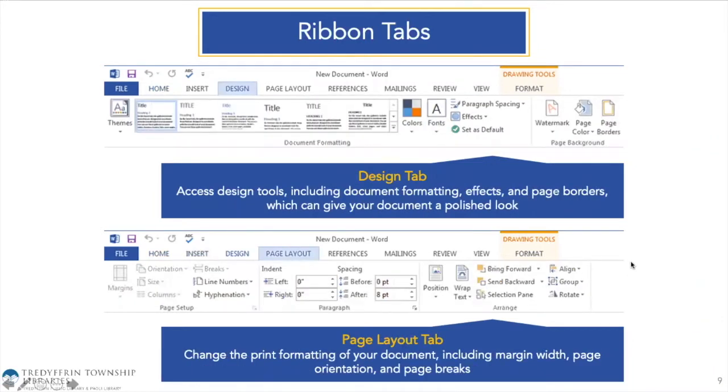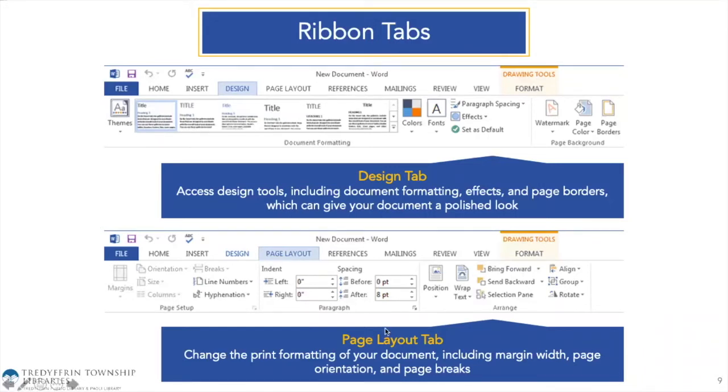The next two tabs will be your Design tab and your Page Layout tab. The Design tab is used to access design tools, including document formatting, effects, and page borders, which can give your document a polished look. So if you are working with a document that has different colors, you can set a color theme. You can edit paragraph spacing, add page color, or even add a watermark. So if you're working on documents that are sensitive or can't be copied, you can add a watermark to it.